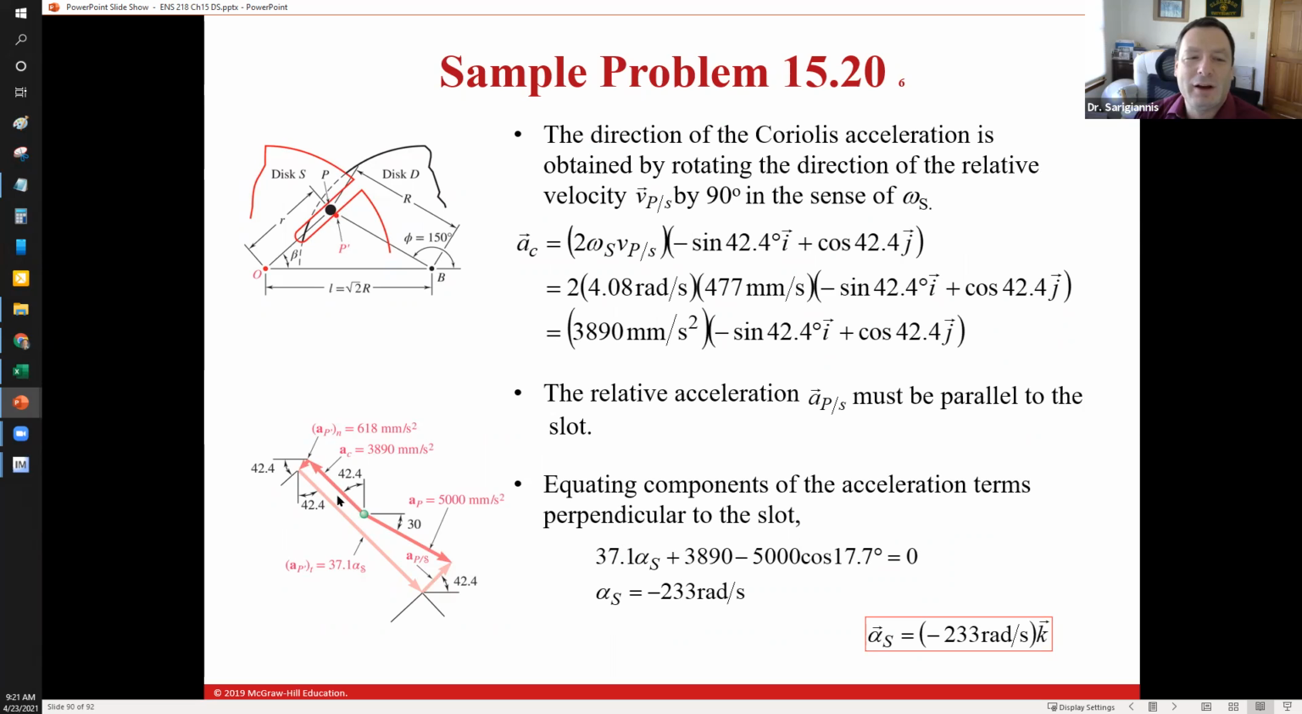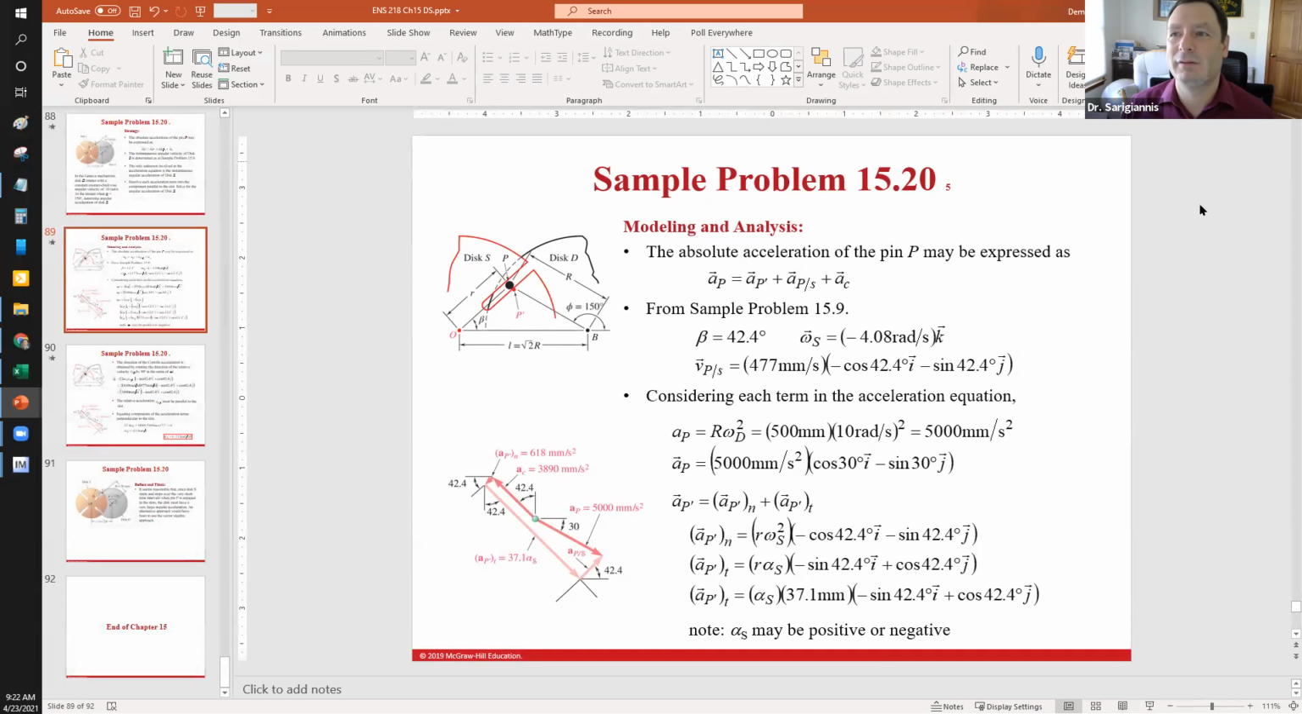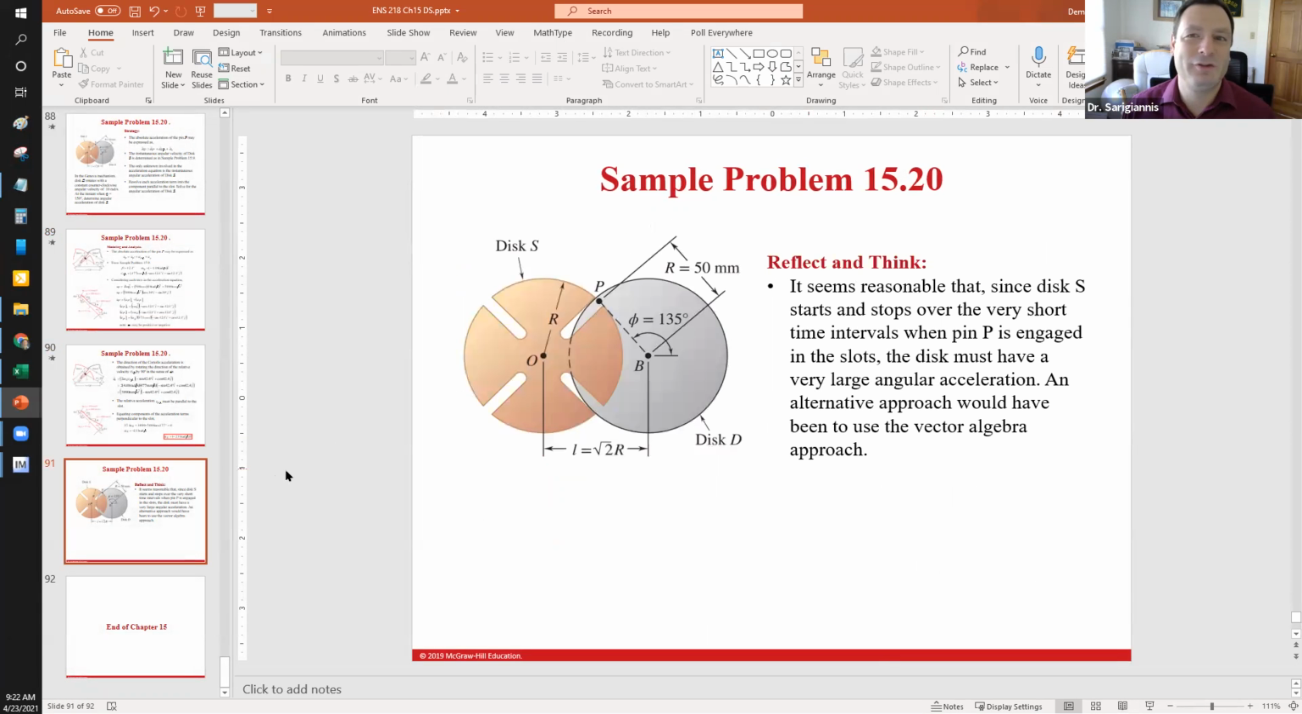If you work this out in vector form, you notice what the components perpendicular to the slot are, and they work these out: 37.1 AS plus the 3890 minus the 5,000 cosine 17.7. So geometrically, it looks something like this. This is what we had when we wrote those components out with the angle notation. All right, so that's chapter 15.